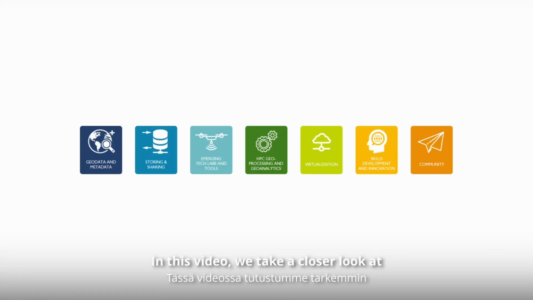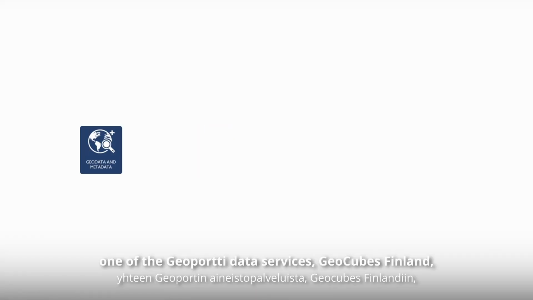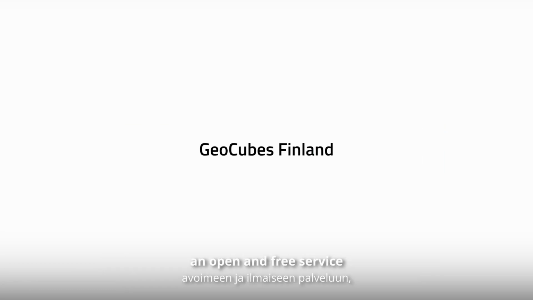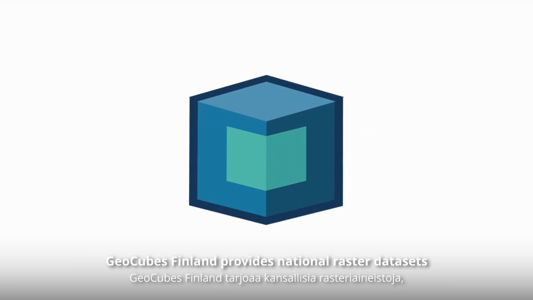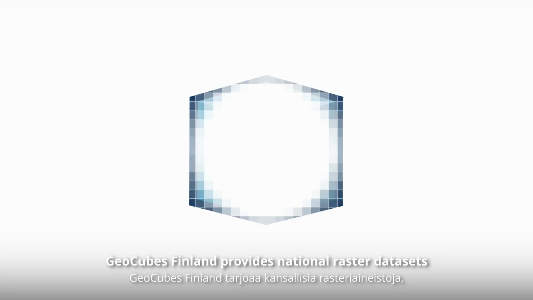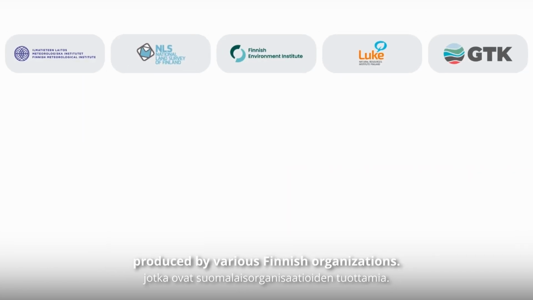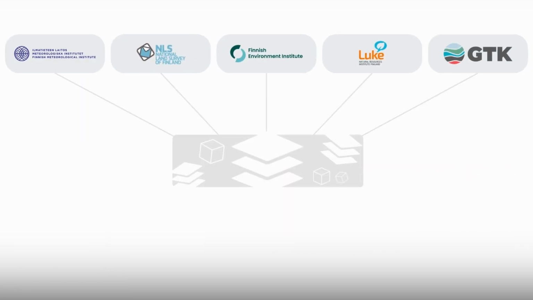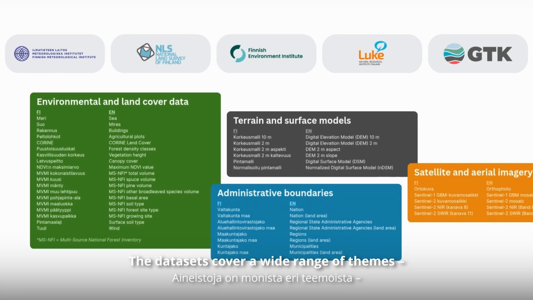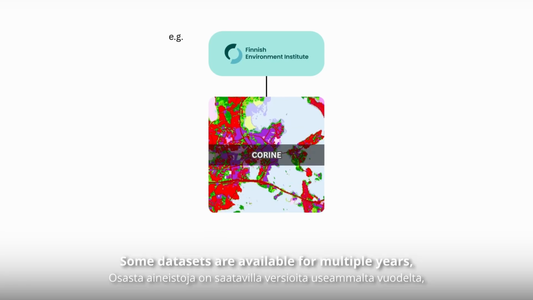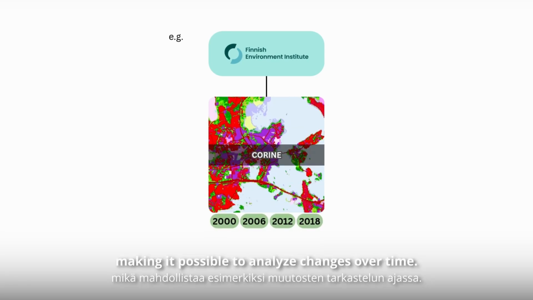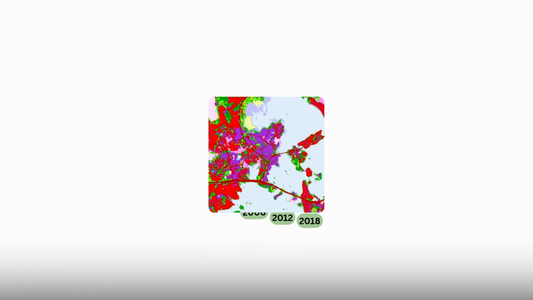In this video, we take a closer look at one of the Geoportti data services, GeoCubes Finland, an open and free service maintained by the Finnish Geospatial Research Institute. GeoCubes Finland provides national raster datasets produced by various Finnish organizations. The datasets cover a wide range of themes, from land cover classifications to orthophotos. Some datasets are available for multiple years, making it possible to analyze changes over time.